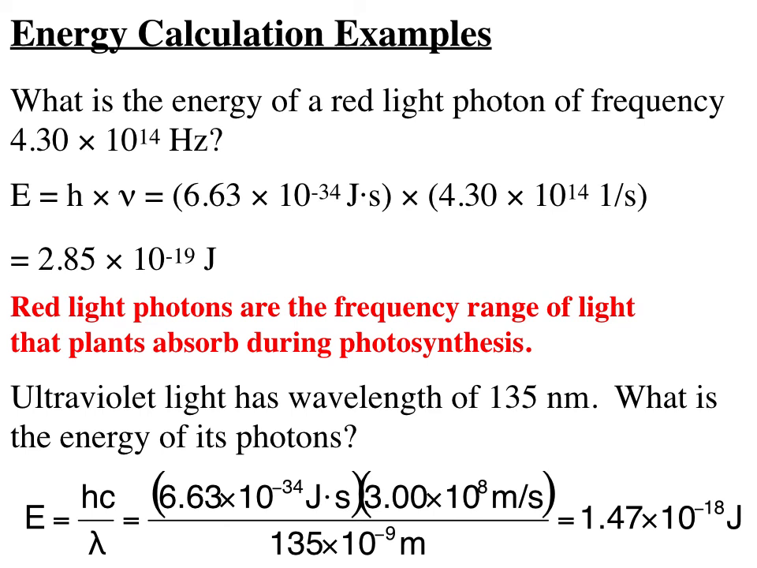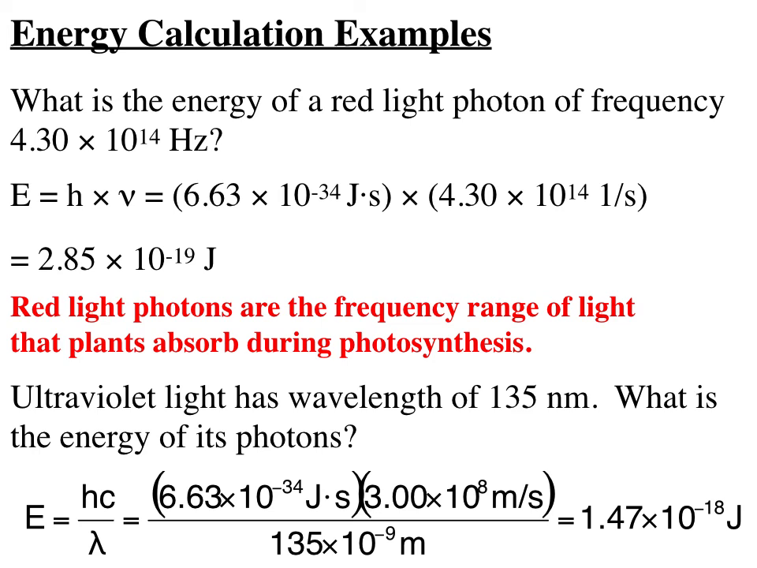Well, I'm going to use the formula E equals h nu. I'm going to plug in h, and that would be a number given to you. I'm going to plug in this frequency of light of 4.3 times 10 to the 14th hertz, which are 1 over seconds. Notice dimensionally, the seconds of the proportionality constant cancels the 1 over seconds of the frequency. So when I'm done, I get E equals 2.85 times 10 to the minus 19 joules of energy.